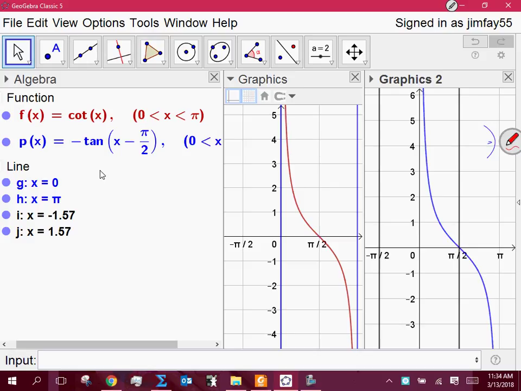So we have different ways of maybe identifying cotangents. Does that make sense? Kind of like how we were able to write sine in terms of cosine, or cosine in terms of sine, by a movement of pi/2 left to right as well. We do the same thing with tangent and cotangent.